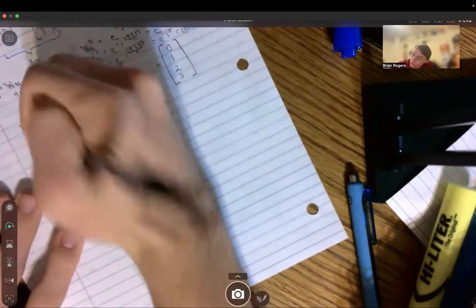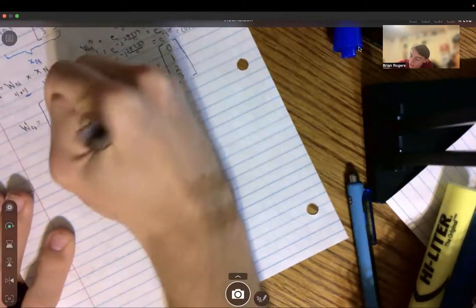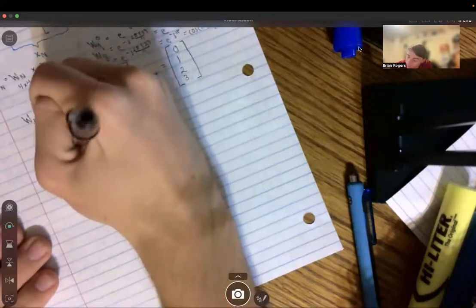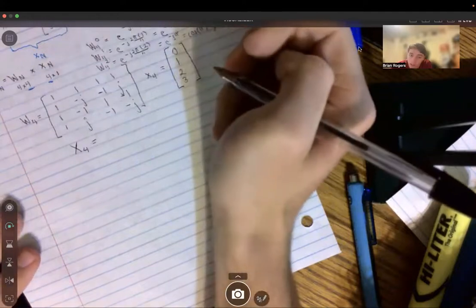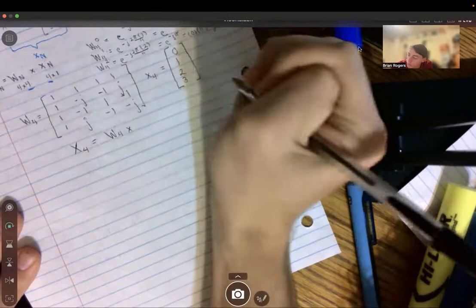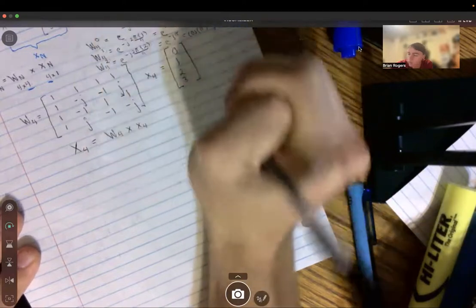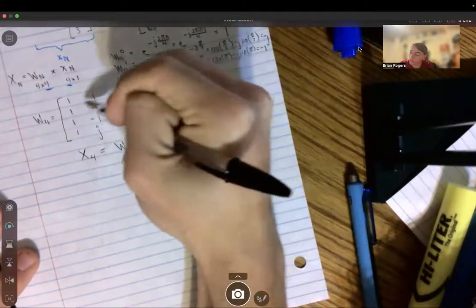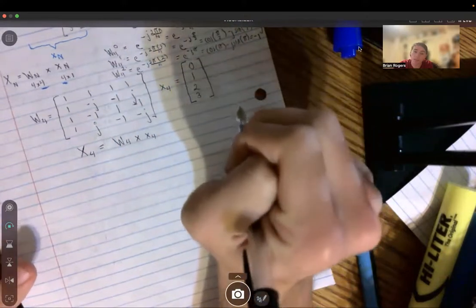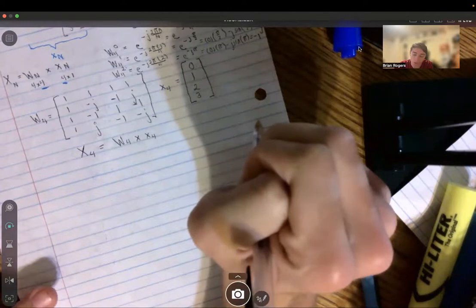Now, remember, in order to solve for capital X of 4, the discrete Fourier transform, you're now working with capital X, no longer lowercase x. That's going to be equal to W4 multiplied by lowercase x of 4. When you do matrix multiplication, remember, this was 4 by 4 multiplied by 4 by 1. The inner dimensions match, so it is valid matrix multiplication.